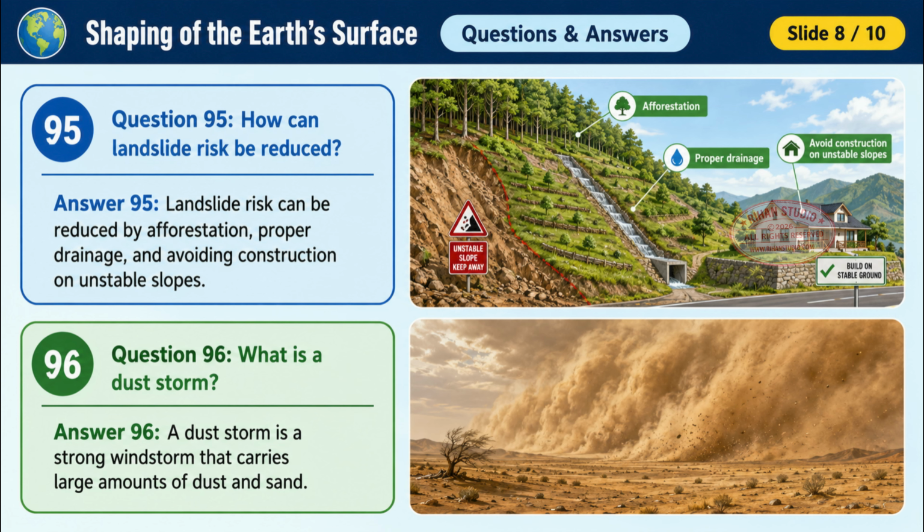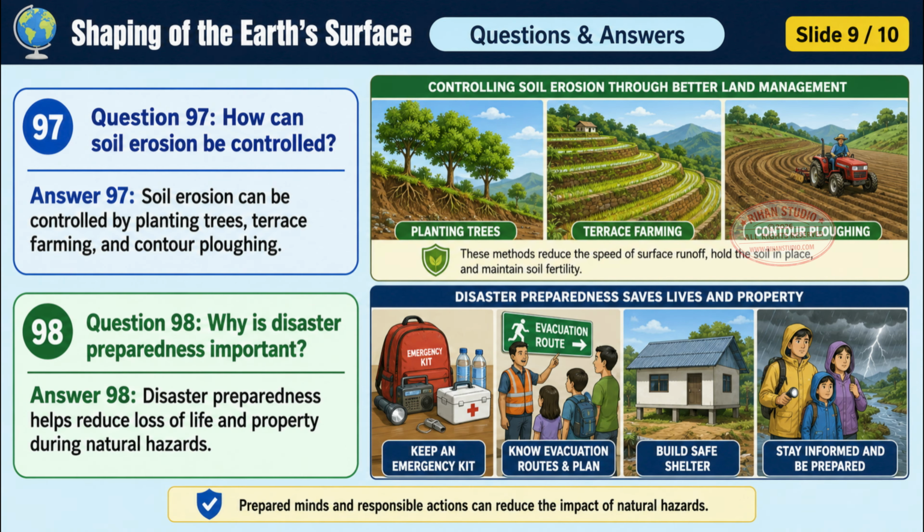Question 96. What is a dust storm? Answer 96. A dust storm is a strong windstorm that carries large amounts of dust and sand. Question 97. How can soil erosion be controlled? Answer 97. Soil erosion can be controlled by planting trees, terrace farming, contour ploughing, and bunding.